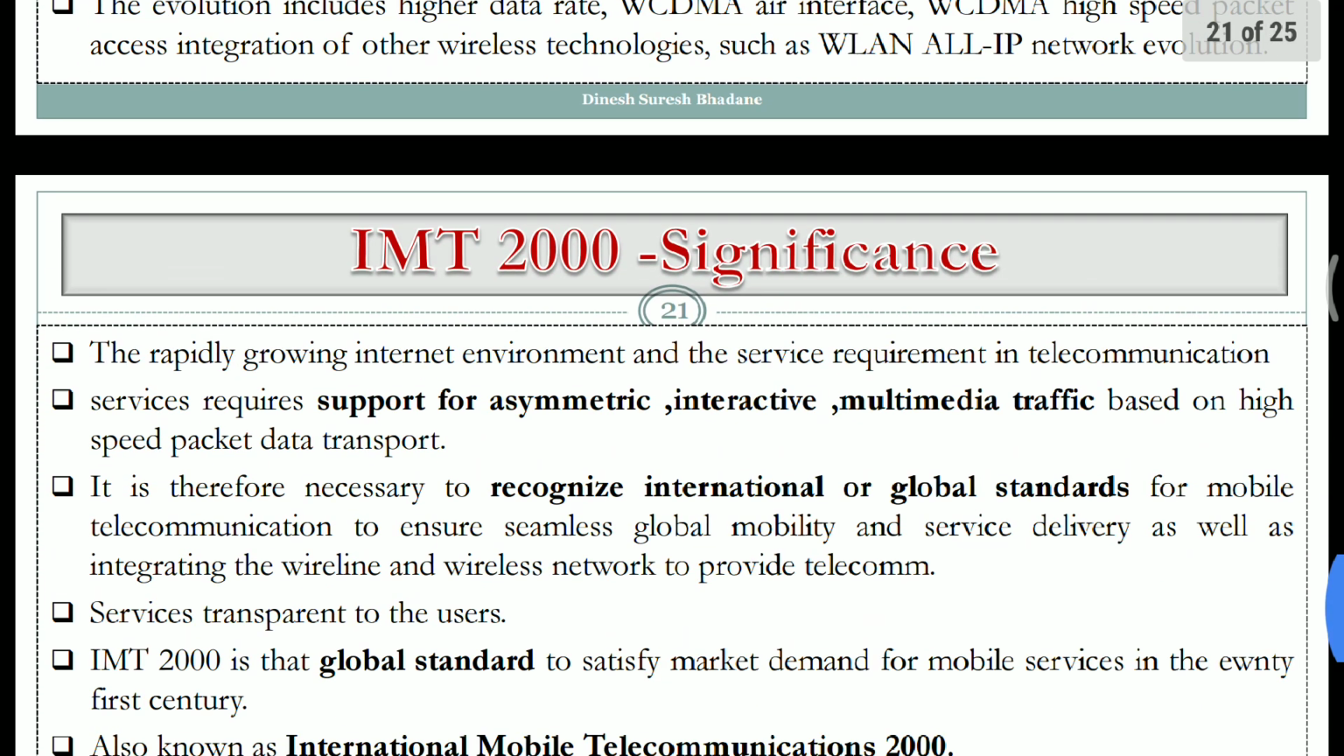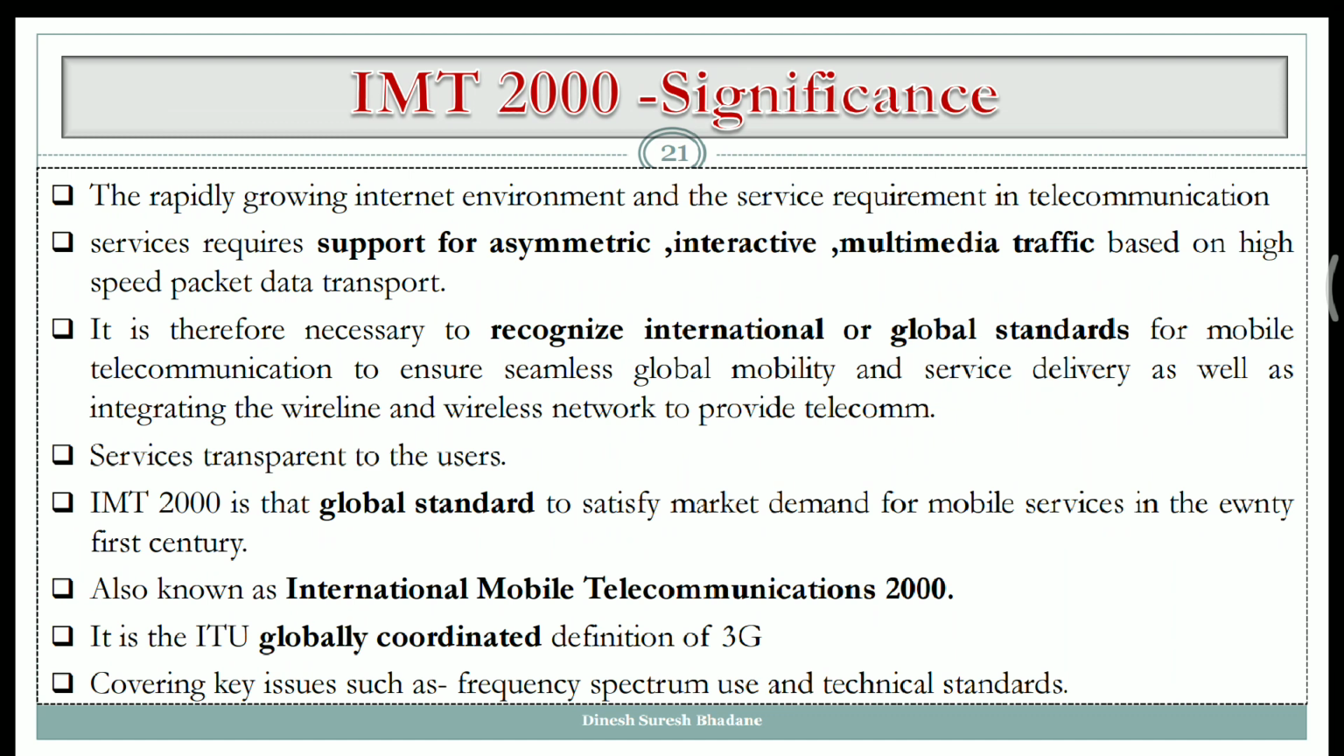The next is IMT 2000 significance, so-called IMT 2000 importance. The first is the rapidly growing internet environment and the service requirement in telecommunication. The second, service requires support for asymmetric interactive multimedia traffic based on high-speed packet data transport. It is therefore necessary to recognize international or global standards for mobile telecommunication to ensure seamless global mobility and service delivery, as well as integrating the wireline and wireless network to provide telecommunication. The next, service transparent to the users.